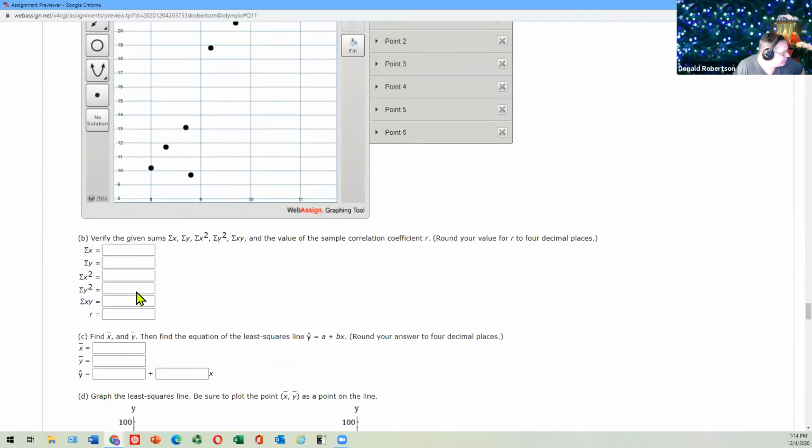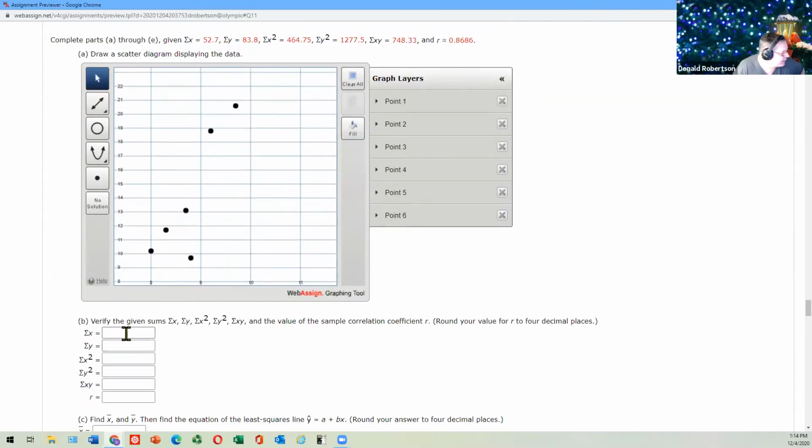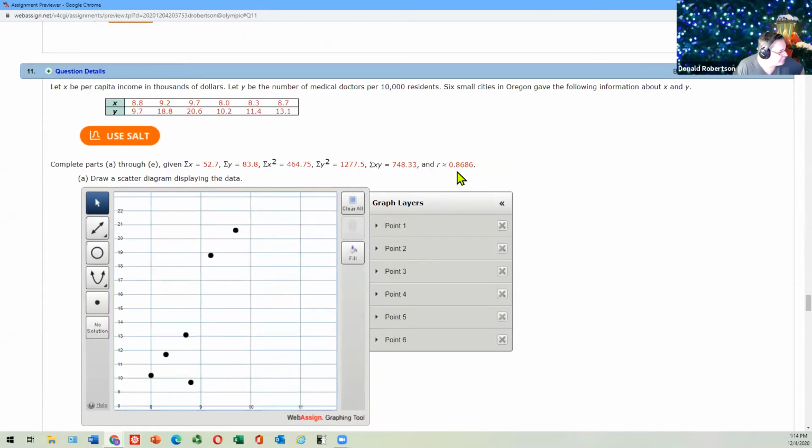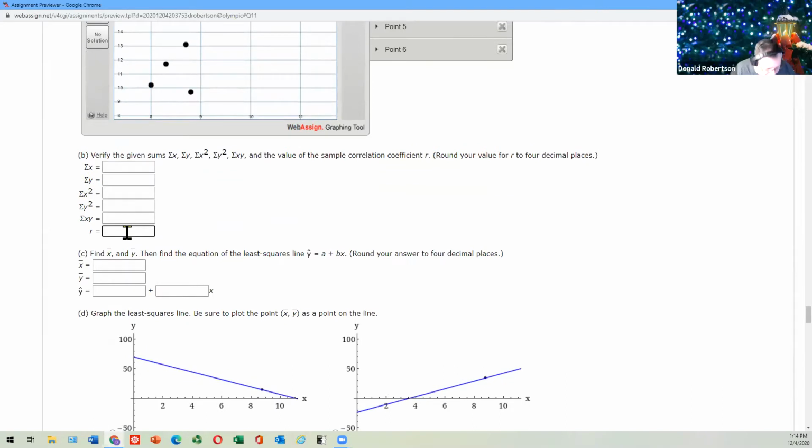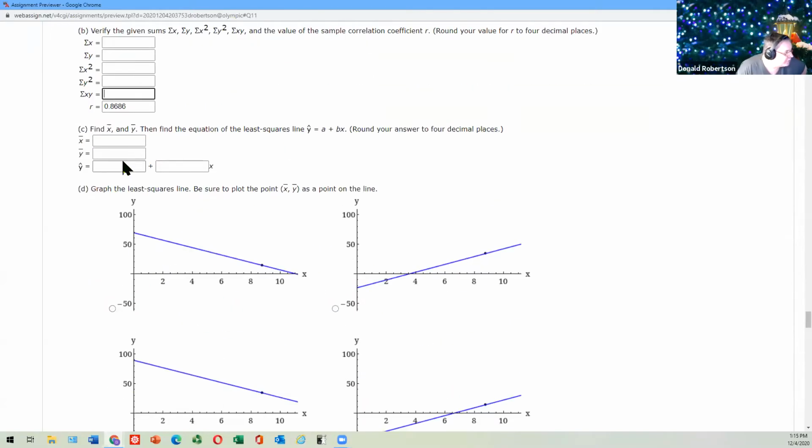The second bit's dead easy because this data, meaning this stuff here, is basically these numbers, including the R, which I'm just going to put here. And that's that done. Make sure it's the right number. It is. Can you imagine putting all these guys in? Right. Now we get to part C, which is pretty standard. I need X bar, I need Y bar, and I need this. And these two guys are the A plus BX that we need. Before I do that, let's do X bar and Y bar.